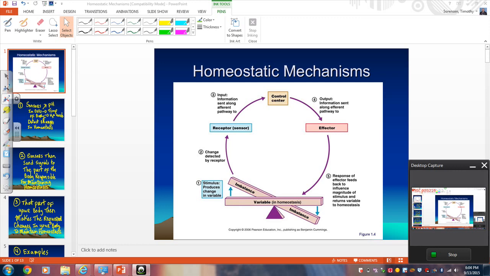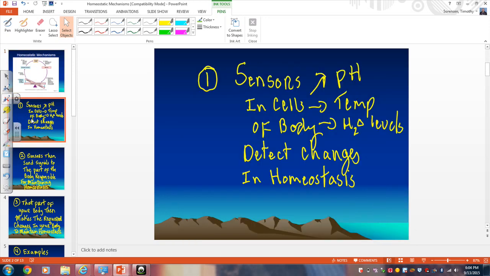So first of all, let me take you through some general steps. Number 1, there are sensors in the cells of the body that detect changes in homeostasis. And these are just 3 examples. One would be pH, right? 7.35 to 7.45. The other is temperature, right? Body temperature, a vital sign, right? Got to keep it at 98.6 or thereabouts. And then water levels in the body. So they will detect changes in homeostasis.